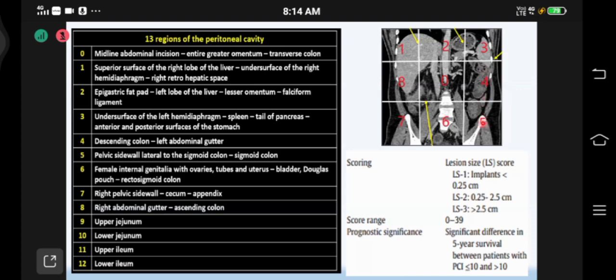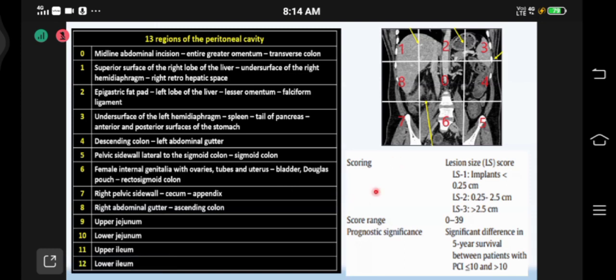Coming to 5, it is the pelvic side wall lateral to the sigmoid colon. Then 6 is all the pelvic structures: the female internal genitalia with ovaries, tubes and uterus, the bladder, pouch of Douglas, and rectosigmoid colon. 7 is the right pelvic wall. 8 is the right paracolic gutter. And 9 and 10, as I told, are the upper jejunum and lower jejunum. 11 and 12 form the upper ileum and lower ileum. So this is how these 13 regions or sectors of the peritoneal cavity are assessed.